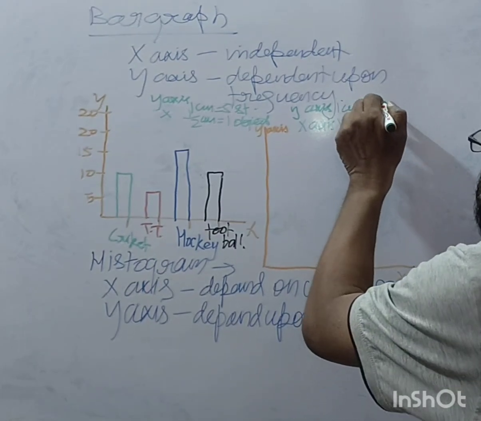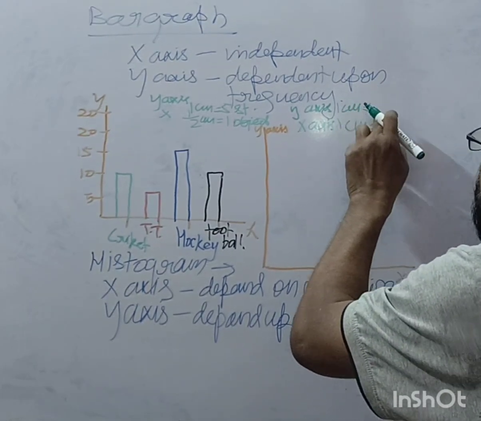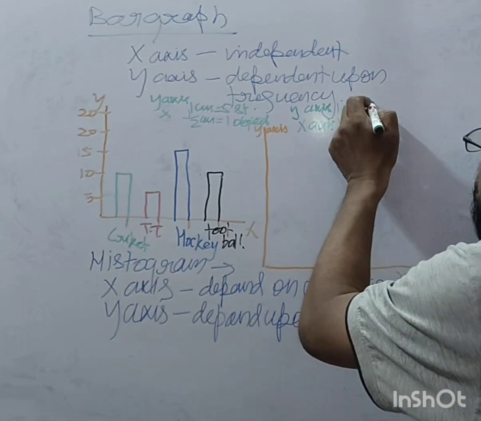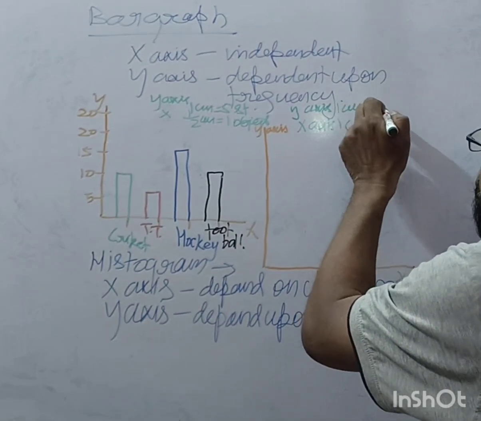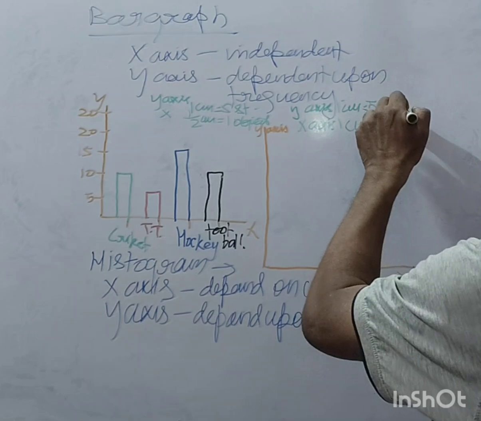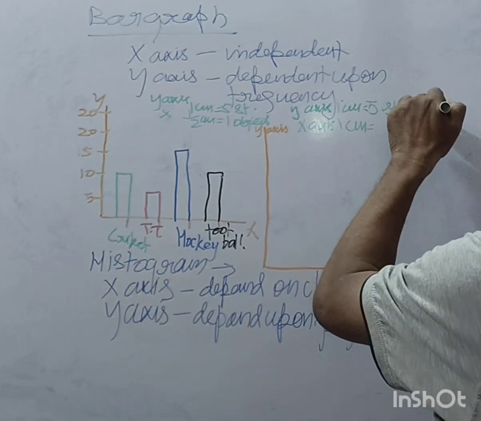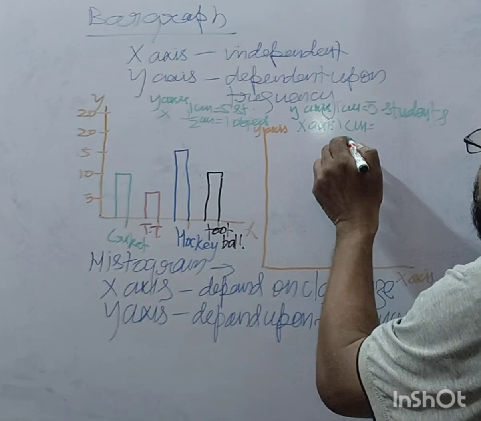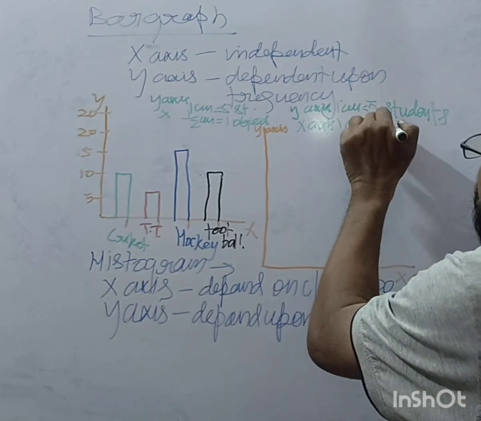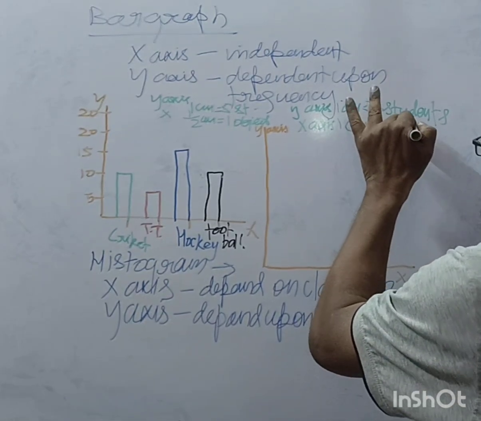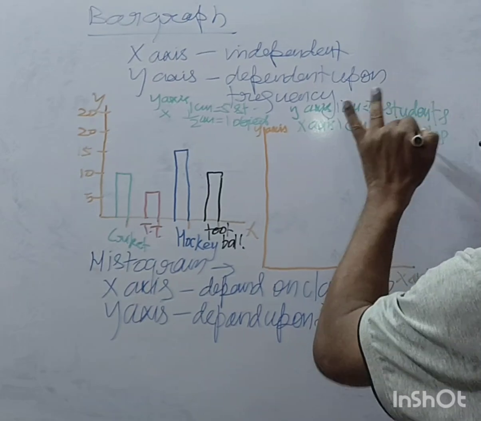Sorry, on the y-axis we take 5 students. Right? 5 students. And here on the x-axis, 1 centimeter is equal to 10 marks. Right, on the x-axis we have 10 marks.